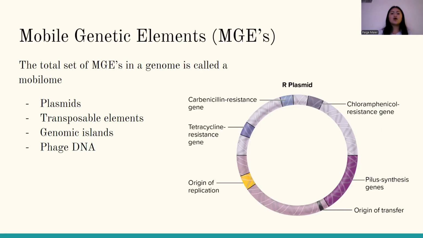Transposable elements are pieces of DNA that can move to a different location within the cell's genome, and examples of this are insertion sequences and transposons. Genomic islands are large DNA segments in the cell's genome that originated in another species. And phages can insert their DNA into the host cell's genome, which then gets replicated and passed on.